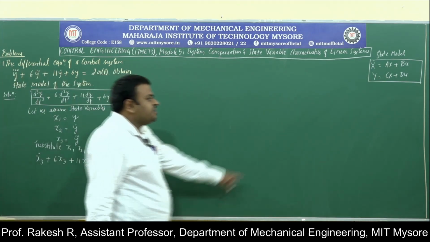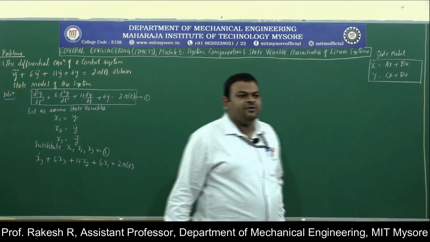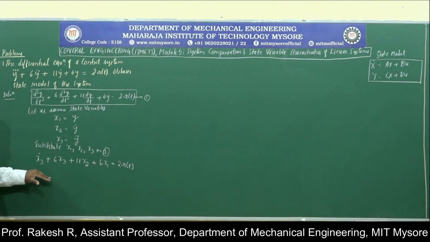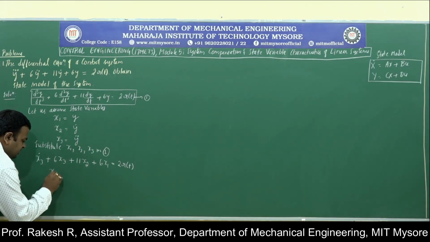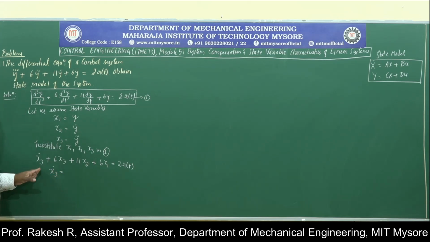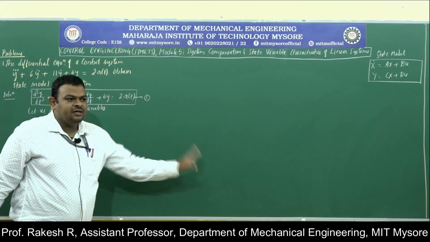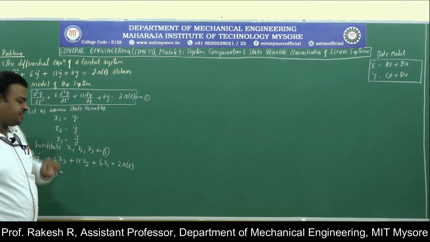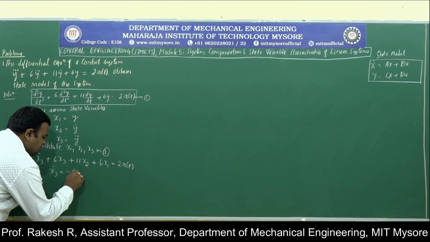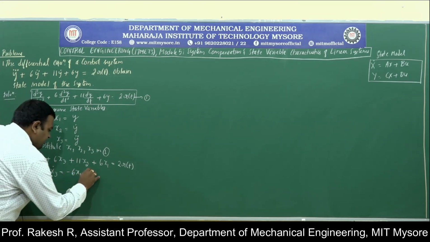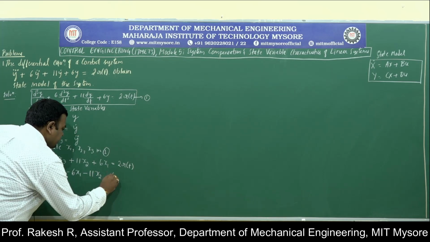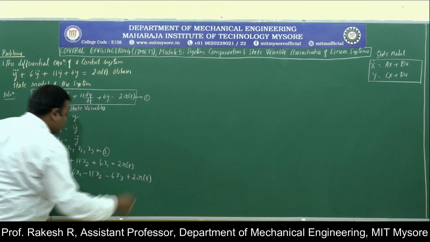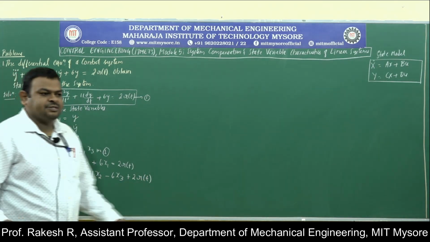What is a state equation? X dot. I have to find out what x1 dot, x2 dot and x3 dot are. I will find them in reverse fashion. First I will find x3 dot. Since the differential equation is available here, I will send everything to the right hand side and write in terms of x1, x2 and x3. So x3 dot is equal to minus 6x1 minus 11x2 minus 6x3 plus 2 into r of t. This is the equation of x3 dot.